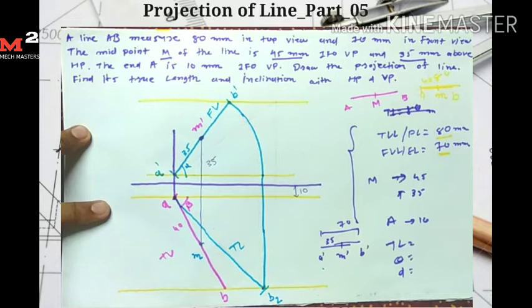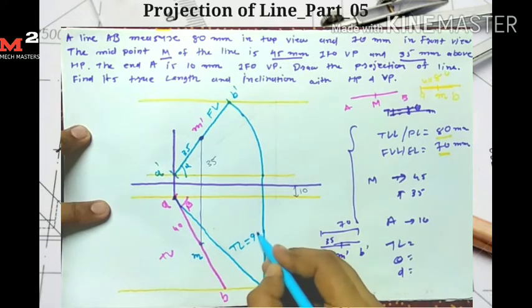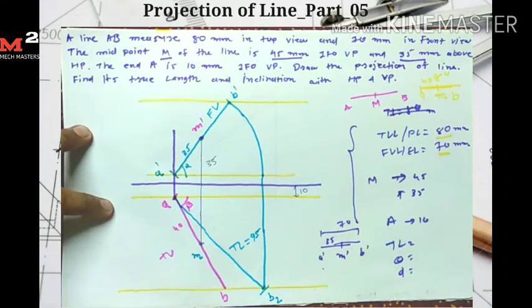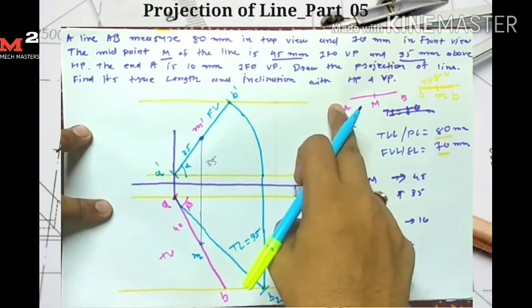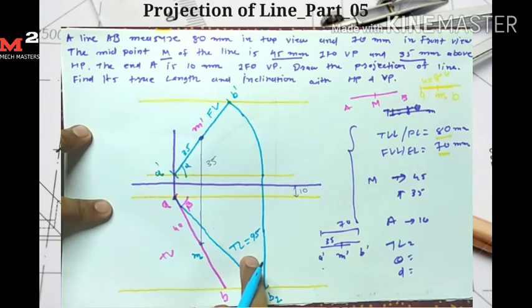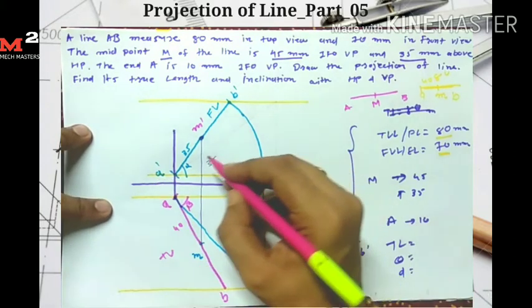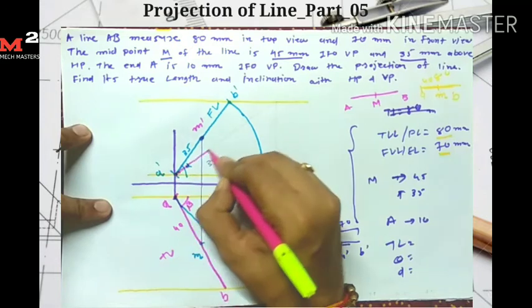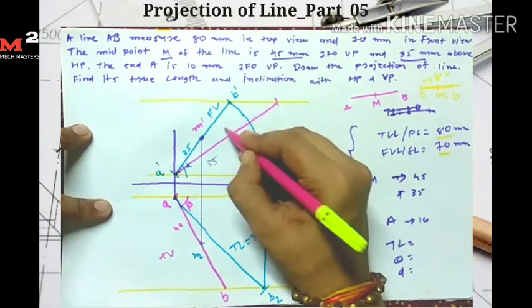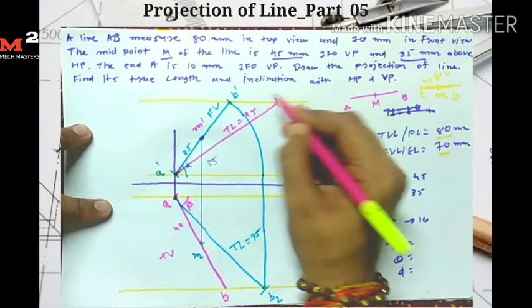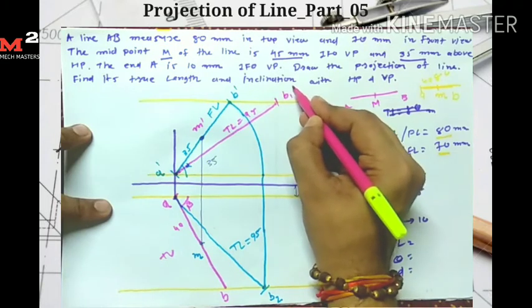If I measure the true length, then it is equal to 95 mm. Now I know the true length, and I know the locus of the end of the true length. So I take 95 mm as a radius and A dash as a center. I draw one arc which intersects at here. So this line is my true length, equal to 95 mm. So here I get my point B1 dash.